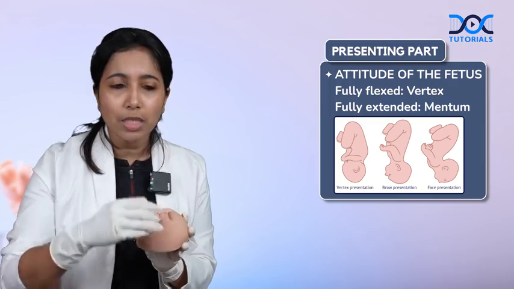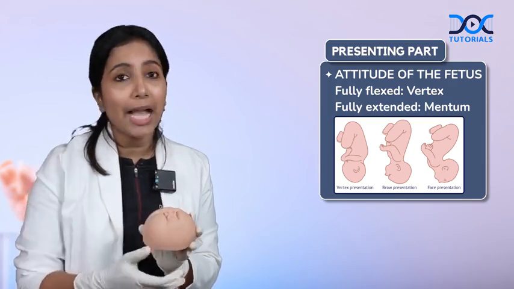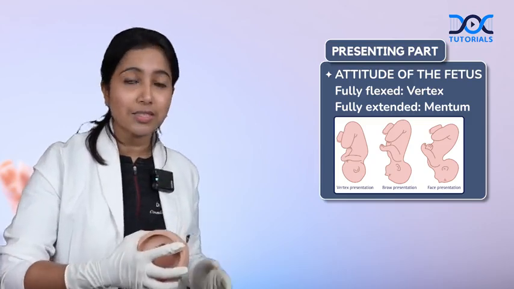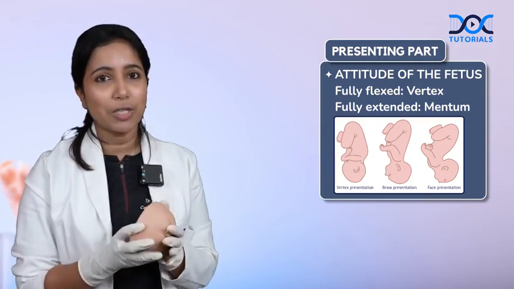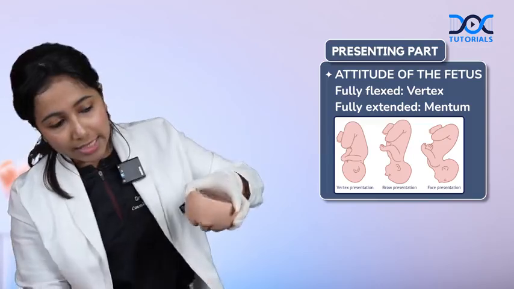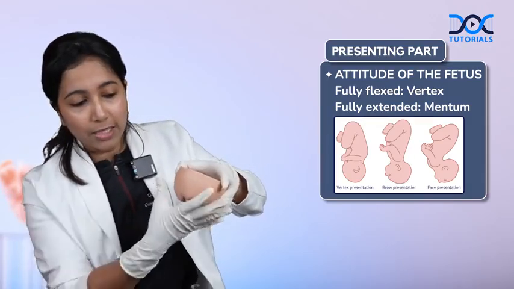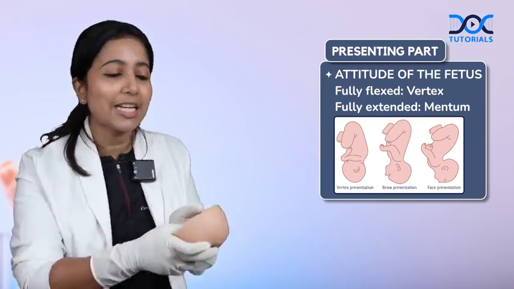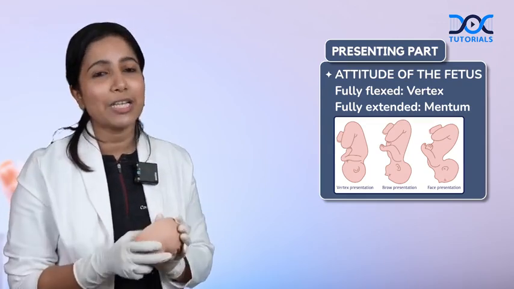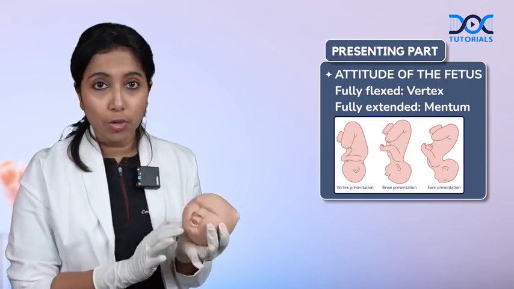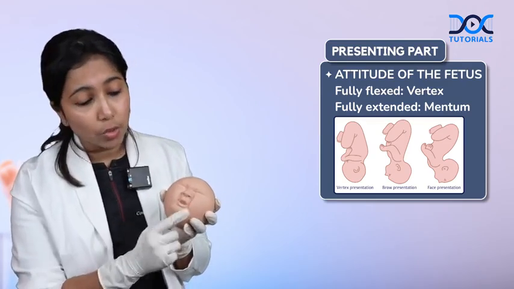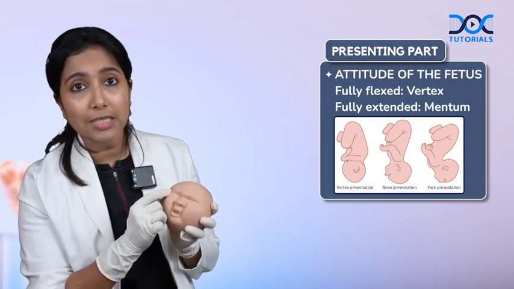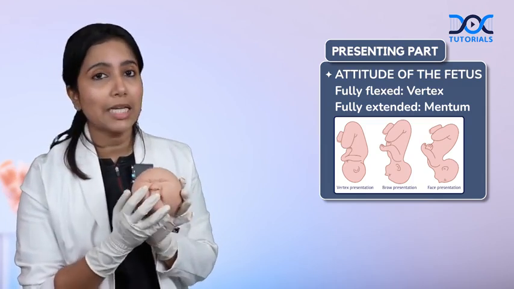If this mentum is towards the pubic symphysis, I will call it mento anterior. If this mentum is towards the sacral promontory, I will call it mento posterior. So when it is fully extended, suppose here you have a pelvis, the face is the presenting part. If mentum is anterior, it is mento anterior. Mentum is posterior, it is mento posterior. So this is about your face. What all can you feel in the face? You can feel the mentum, and even this ridge above the eyes, which is known as the supraorbital ridge.